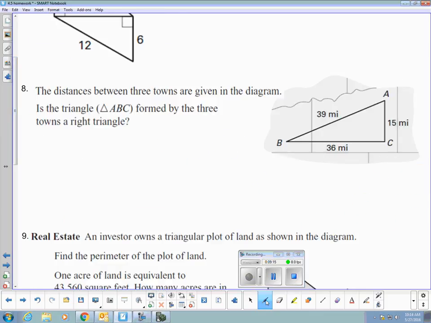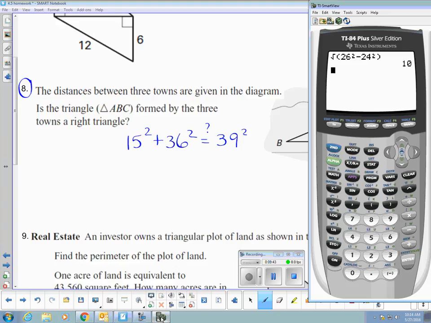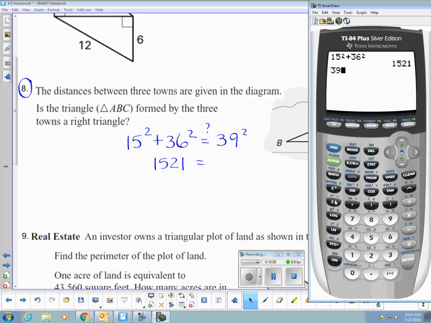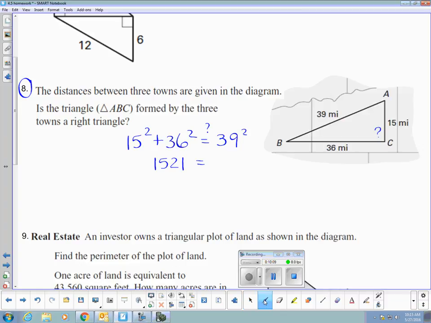And in number 8, I'm going to use the same converse of the Pythagorean theorem to determine if this is a right angle here. This is a right triangle. So using the converse, we're going to see if indeed 15 squared plus 36 squared is equal to 39 squared. I'm not sure, we'll put a little question mark here. Are they equal to each other? 15 squared plus 36 squared does equal 39 squared, we're going to say yes, it does form a right triangle.